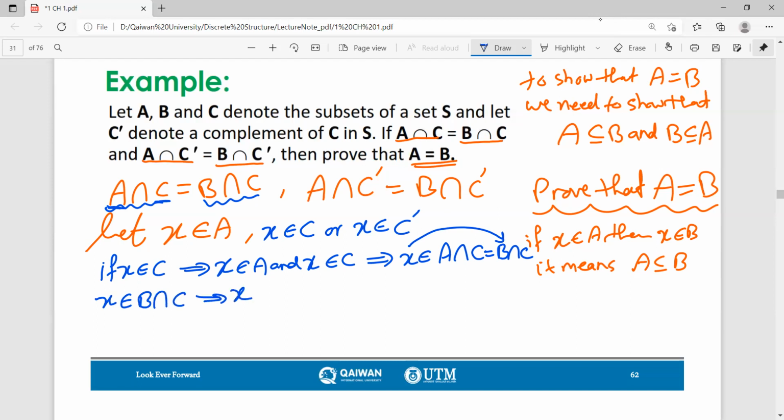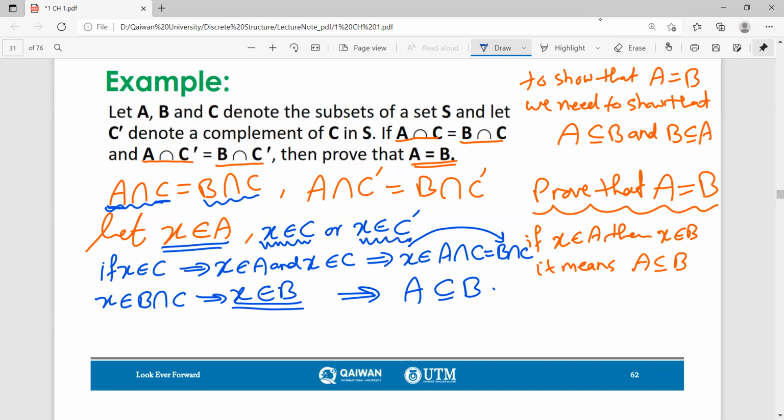So X is in both sets. Since it's in their intersection, it means X is in B and is in C. Look, we took X to be in A and we proved that X is in B. It means A is a subset of B. That's it. And now, similarly, we are going to take an element from B. But before we do that, here in the case X is in C, we get that X is in B also. It means A is a subset of B.